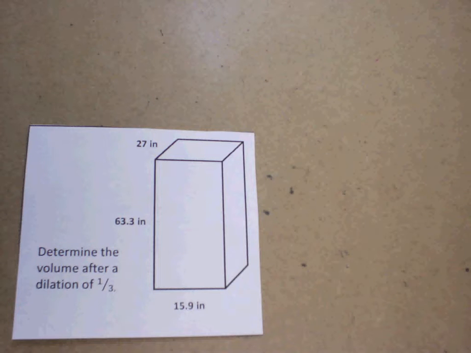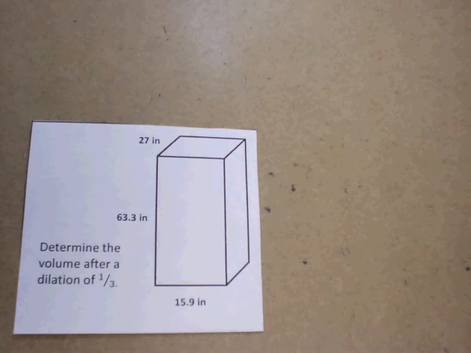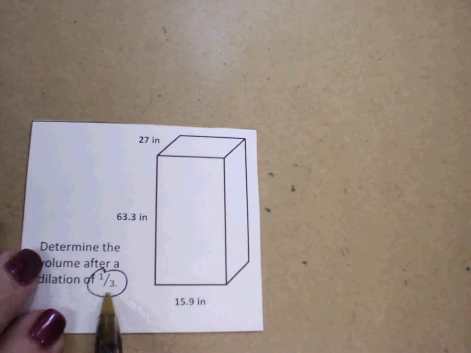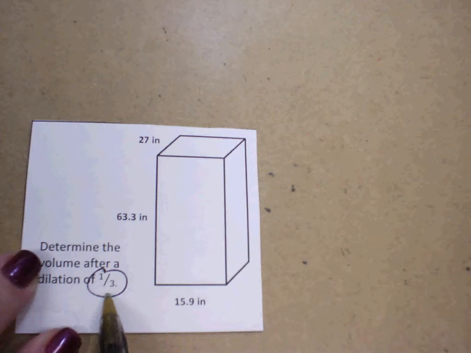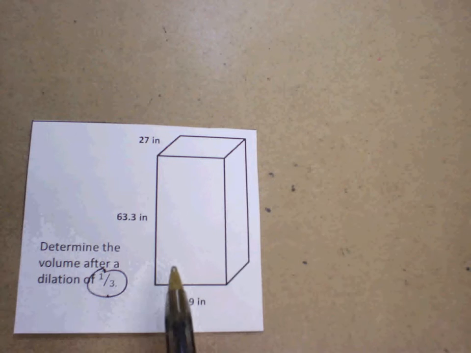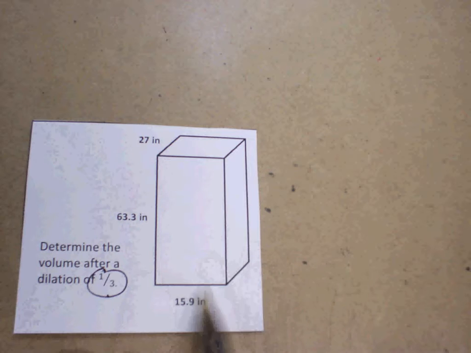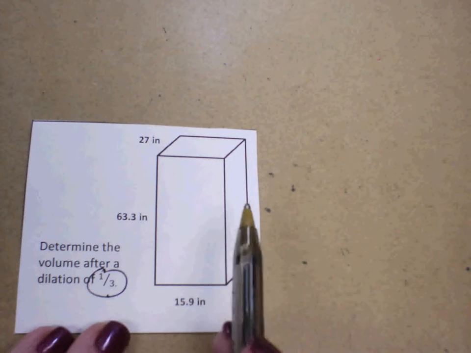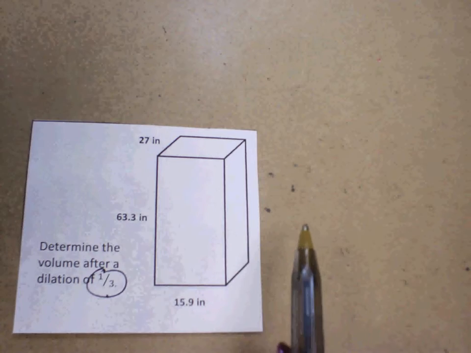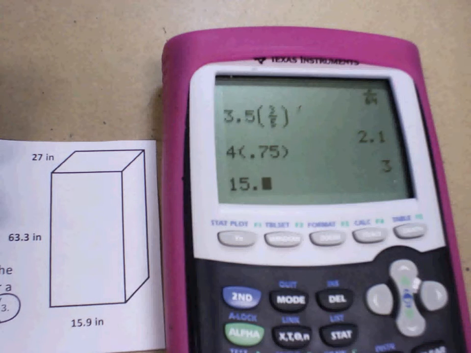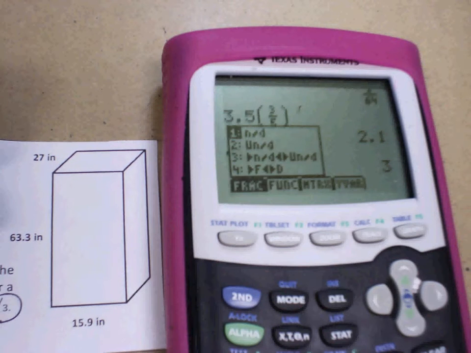All right, we got it? Let's do this one now. All right, we're going to determine the volume after a dilation of 1/3. Bigger or smaller, if it's just 1/3 of it? Smaller. If it's just 1/3, it's 1 out of 3, right? So it's going to be a lot smaller.